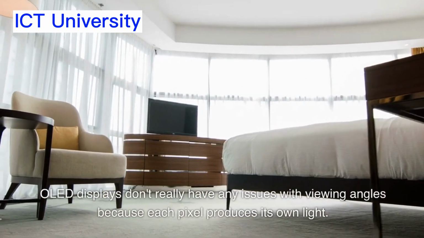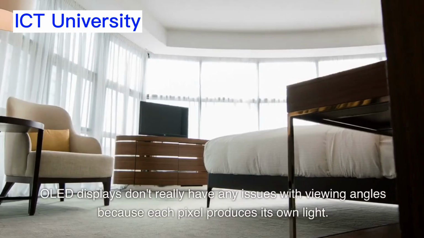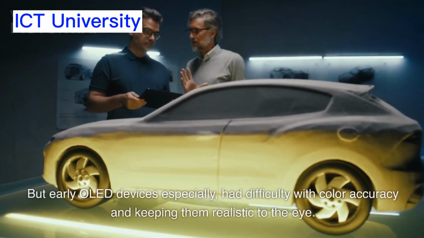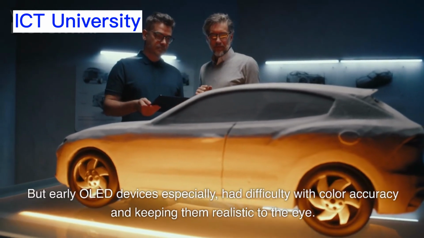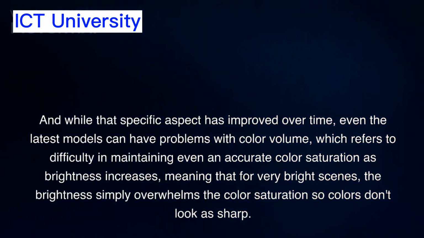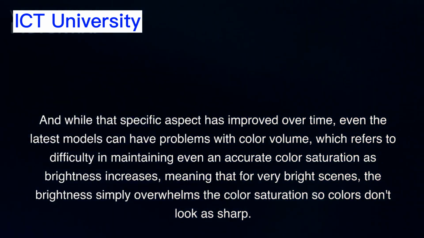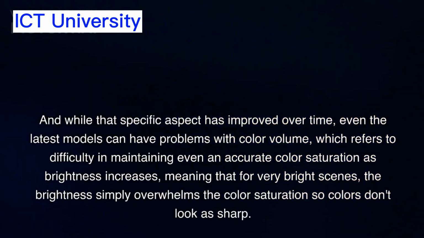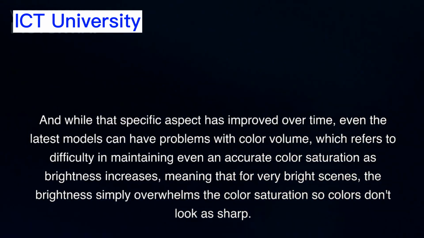OLED displays don't really have any issues with viewing angles because each pixel produces its own light. But early OLED devices especially had difficulty with color accuracy and keeping them realistic to the eye. And while that specific aspect has improved over time, even the latest models can have problems with color volume, which refers to difficulty in maintaining even an accurate color saturation as brightness increases, meaning that for very bright scenes, the brightness simply overwhelms the color saturation so colors don't look as sharp.